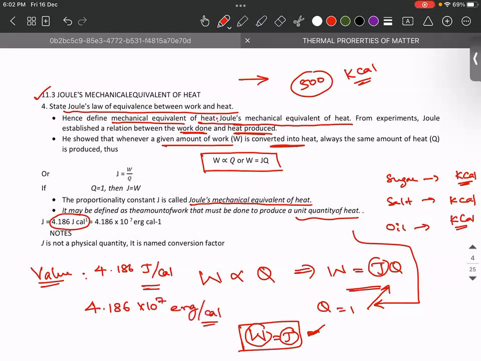And the most important point to be noted here is it is not a physical quantity, it is just a conversion factor. Because what did we say? When we do some work, an equivalent amount of heat is getting generated. So to find the conversion, you need to multiply the value of heat with 4.186 to calculate the amount of work that you have done.